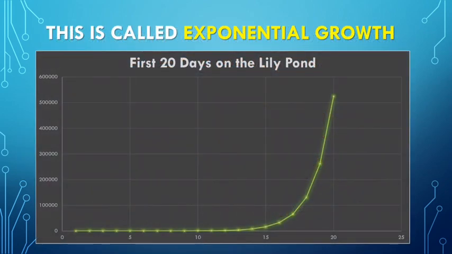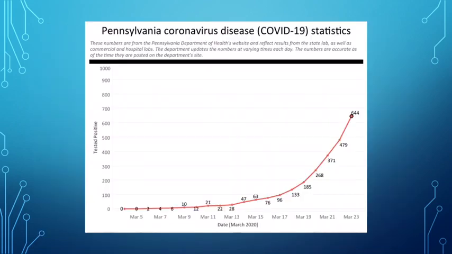This is a graph of the first 20 days of the pond. Just the first 20. Take a look at it. It's exponential growth. 2 is the base. This is a graph of the COVID-19 cases in Pennsylvania as of March 23rd. Look similar?